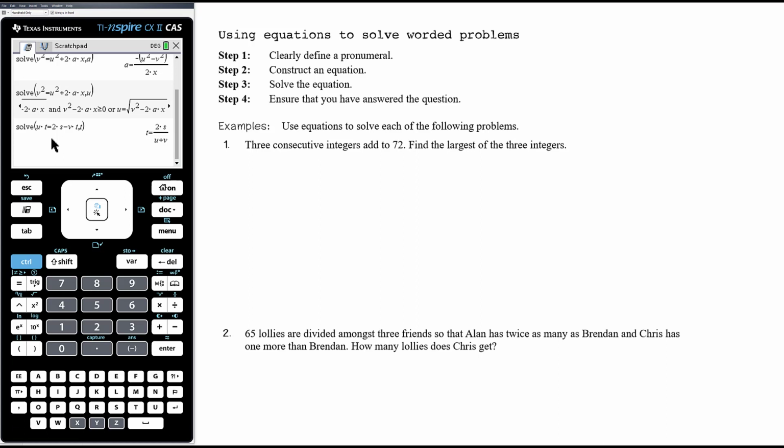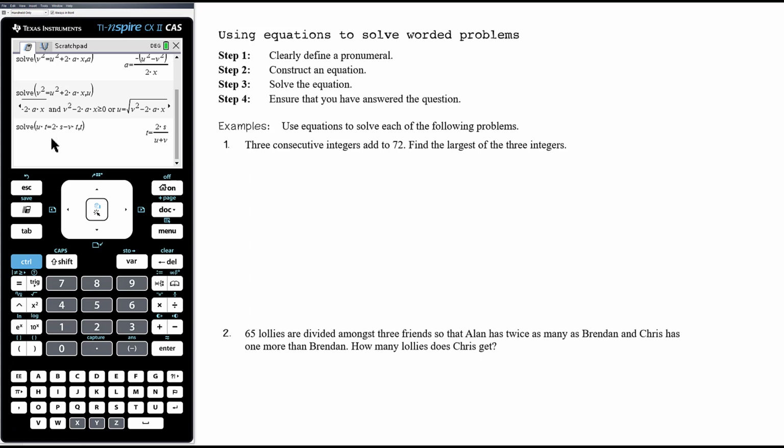3 consecutive integers add to 72. Find the largest of the 3 integers. Now this is probably pretty easily done by a bit of trial and error, but again, it's about the formulation. So consecutive integers are integers that are in a row. Integers being whole numbers, 3 whole numbers in a row. For example, 5, 6, 7 are 3 consecutive integers.